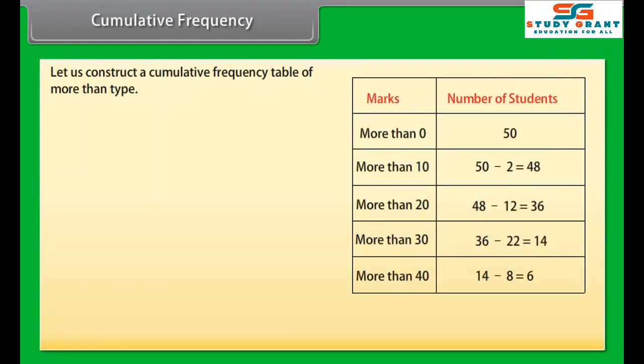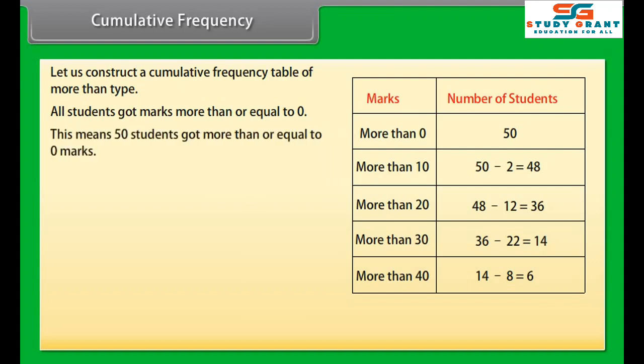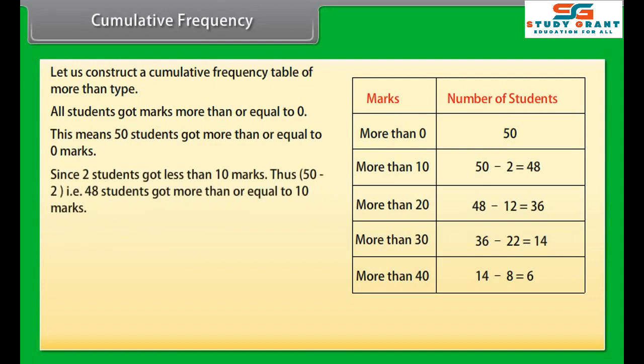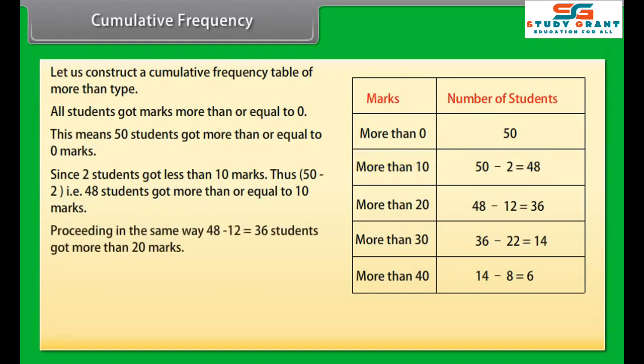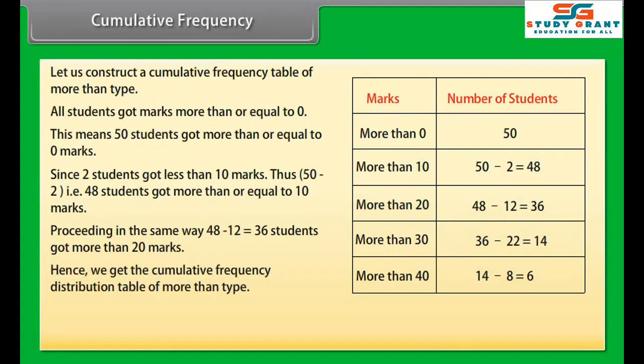Let us construct a cumulative frequency table of more than type. Let us know the method of calculating cumulative frequency table of more than type for the above data. Here, all students got marks more than or equal to 0. This means 50 students got more than or equal to 0 marks. Since 2 students got less than 10 marks, thus 50 minus 2, that is 48 students got more than or equal to 10 marks. Proceeding in the same way, 48 minus 12 equals 36 students got more than 20 marks. Hence, we get the cumulative frequency distribution table of more than type.